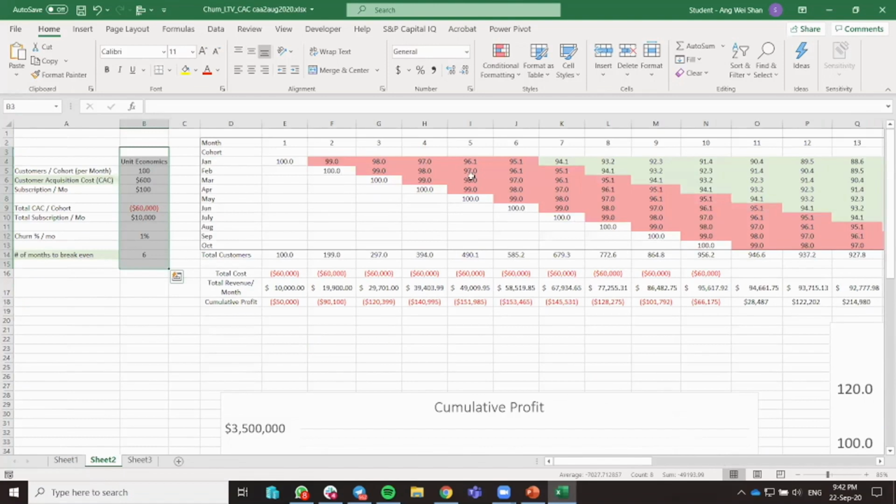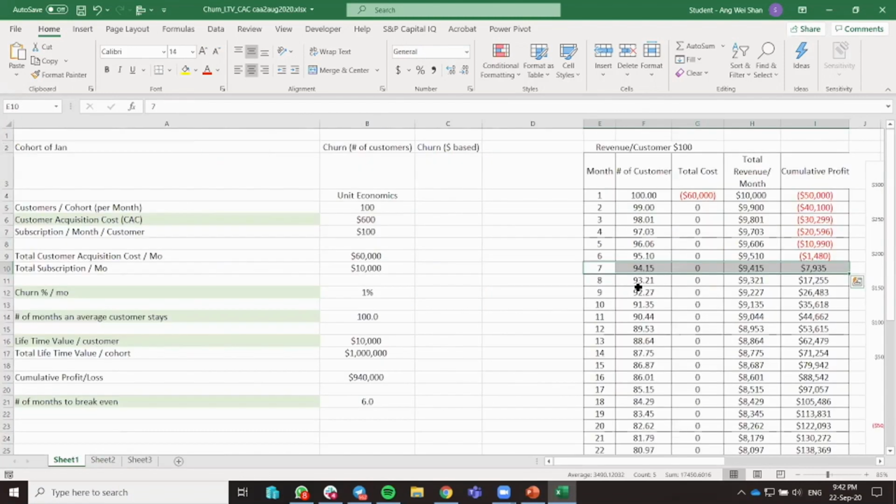All right, so you can see here, all these numbers are the same. My customer acquisition cost is the same, subscription per customer per month is the same, churn rate is the same. So for the batch, for the cohort of January, I am actually profitable on the 7th month, and this makes sense. Because why? Take a look at this, this is what we have been discussing just now. On the 7th month, I'll be profitable. It takes me 6 months to break even, and on the 7th month, I'll finally be profitable.